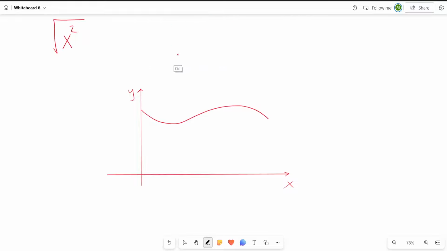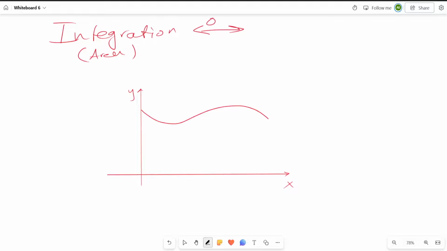So in this video, I'm gonna tell you why integration, which is basically something that deals with the area under the curve, is the opposite of differentiation, which is something that deals with the slope of the function.